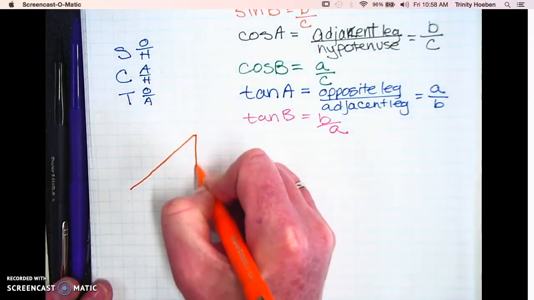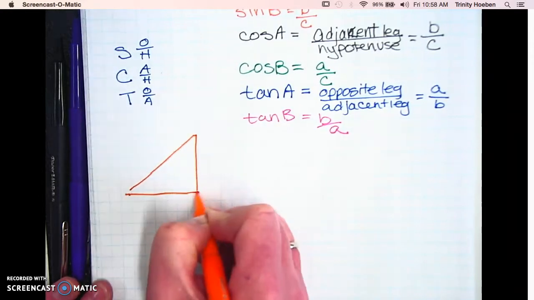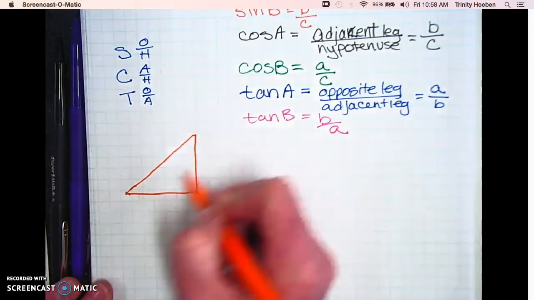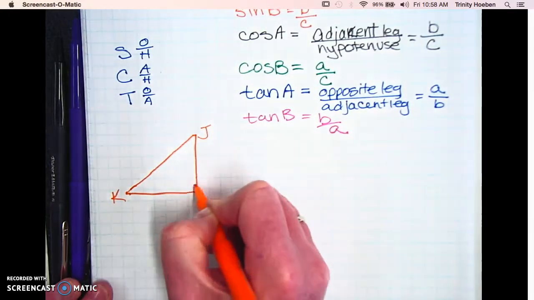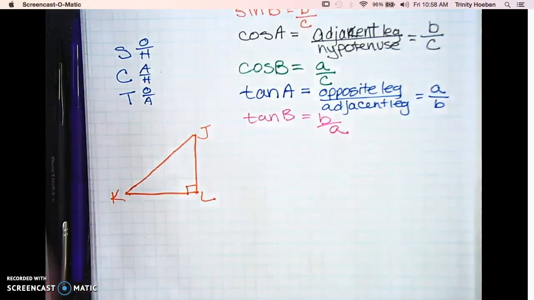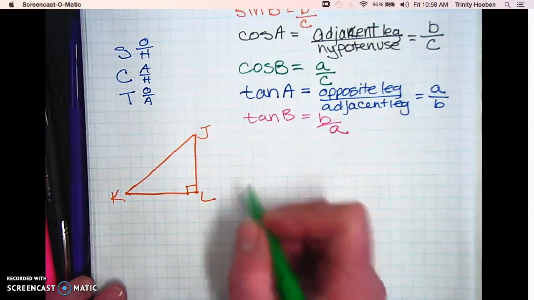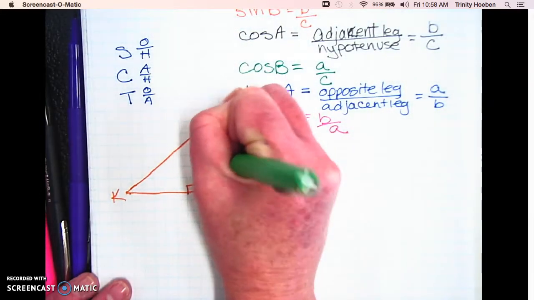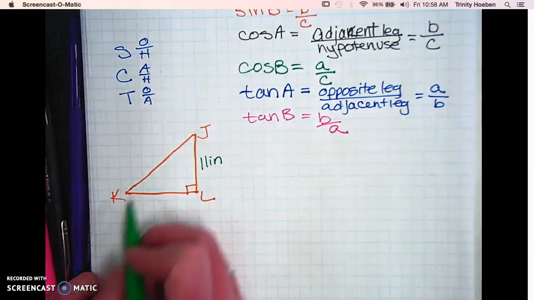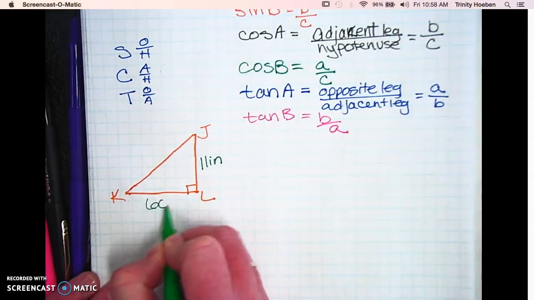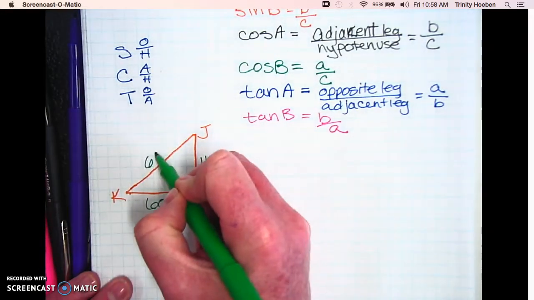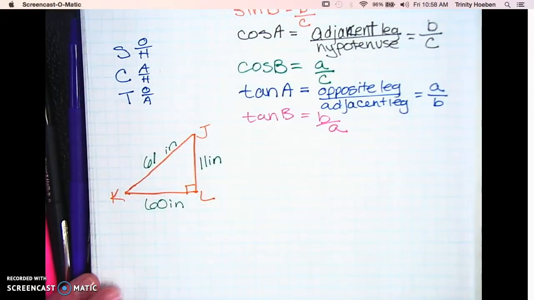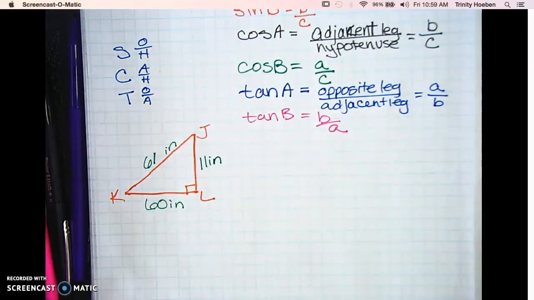All right, so let's look at how you're going to use this. You're going to draw a right triangle. We'll call this one JKL. We'll put the right angle right there. Let's label some sides. We've got 11 inches over here on JL, 60 inches over here on KL, and 61 inches over here on the hypotenuse.